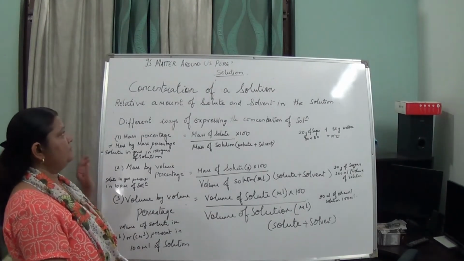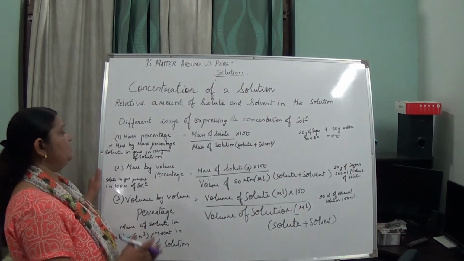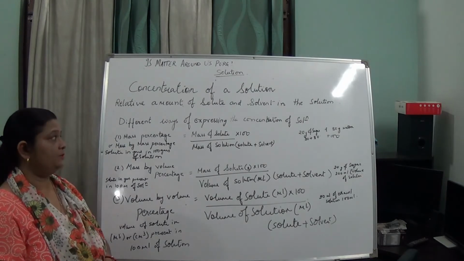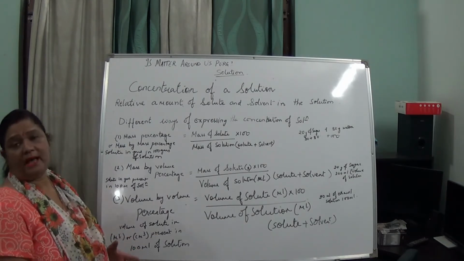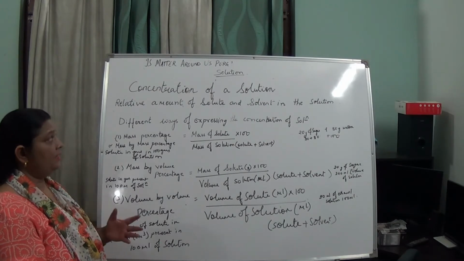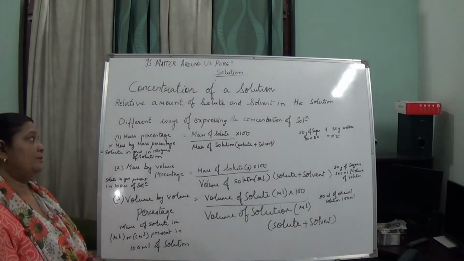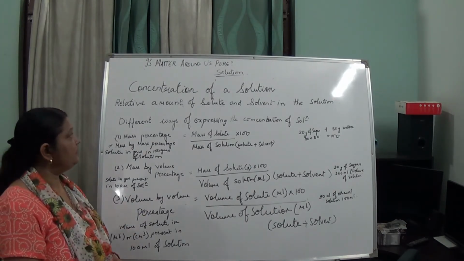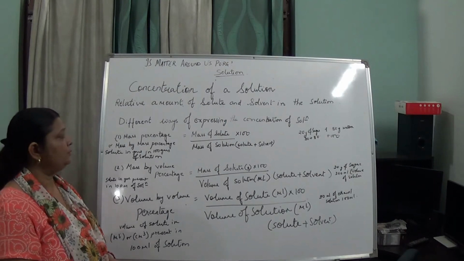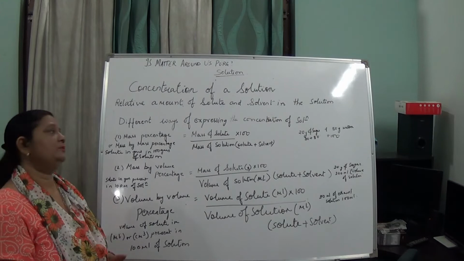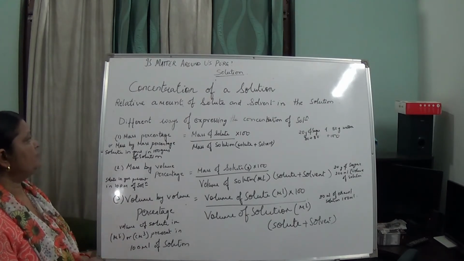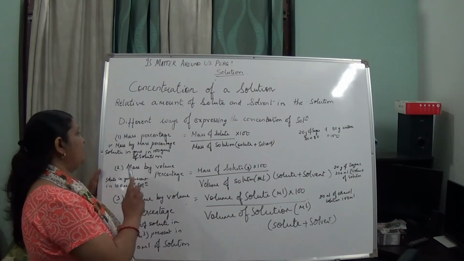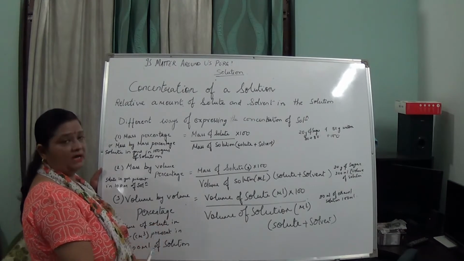The next topic we are going to study is concentration of a solution. Concentration of a solution means the relative amount of solute and solvent present in the solution. It is a comparative term, because we are seeing how much solute is present in how much solvent. Concentration is determined in terms of the solute. The different ways of expressing the concentration of a solution, the first is mass percentage, or mass by mass percentage.